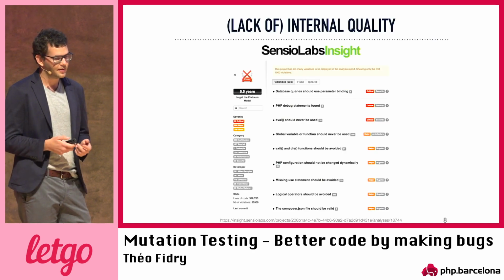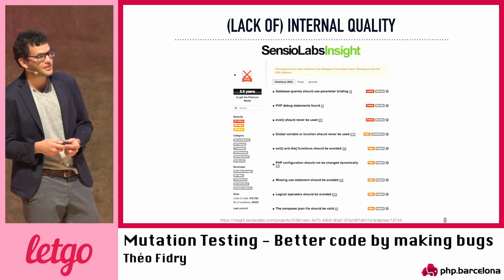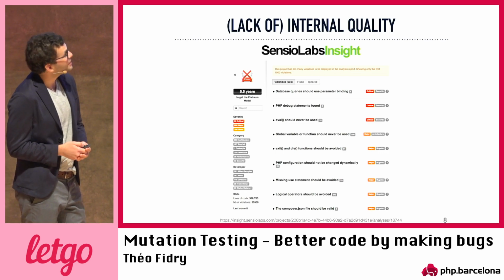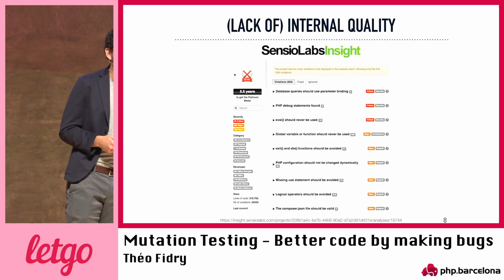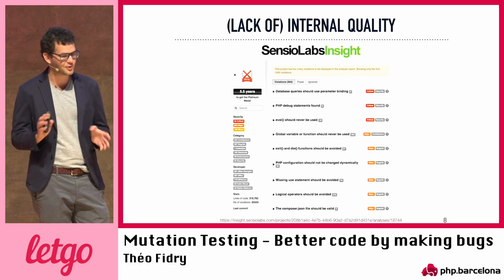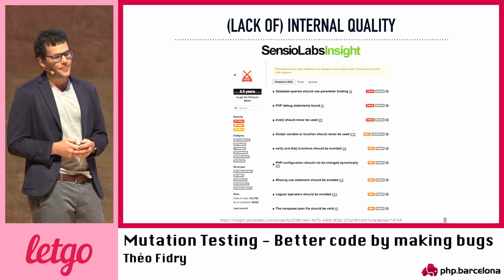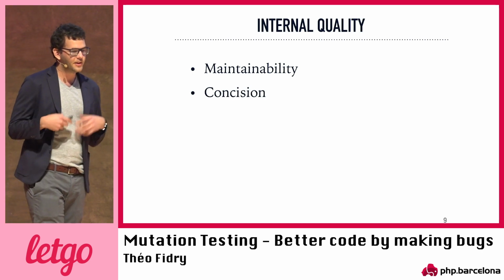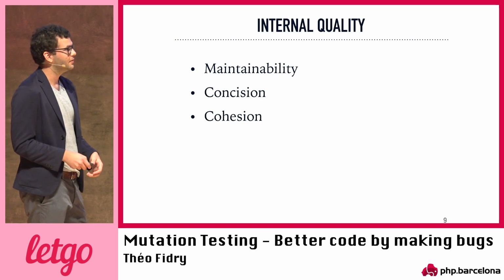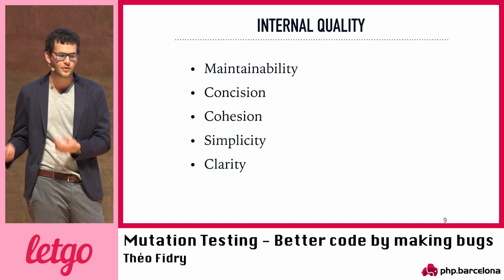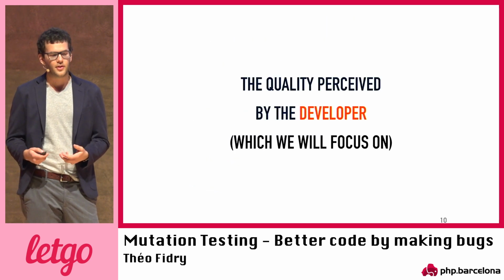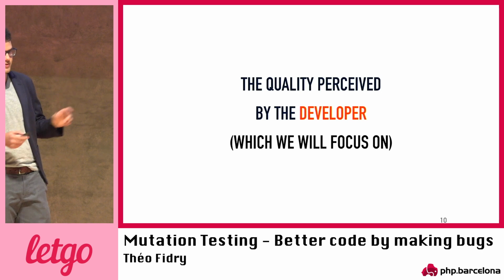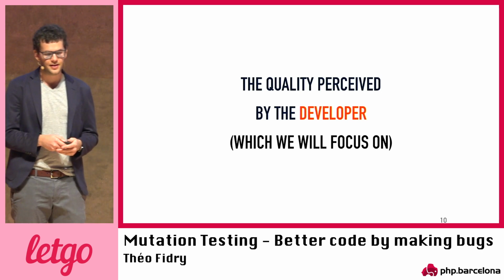And the internal quality, so here it's a report of SensioLabs Insight, a quality analysis tool. On that report, you have about 20 critical issues, 700 major ones. Even if you can question the tool and there are some false positives, it looks pretty bad. So internal quality could be defined by its maintainability, the cohesion, simplicity, clarity of the code, and obviously it can fit many more criteria. But in essence, it's the quality perceived by the developer. We're going to focus on that one for now, because the other one is a pretty big topic as well, and could use more than one talk.